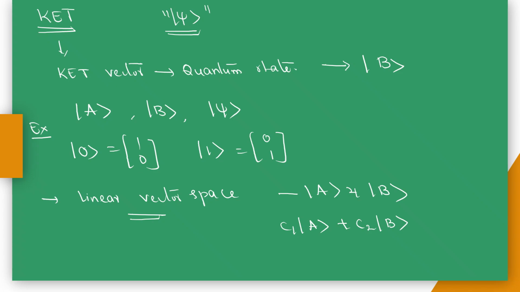Ket is nothing but a representation of the quantum state, and it uses a symbol like this. If any letter is written here, we call it the ket of that letter. If I mention A here, ket A. If B, ket B. Psi, ket psi, and it follows the linear vector space. So ket is like a column vector, and we can write it as a column matrix.